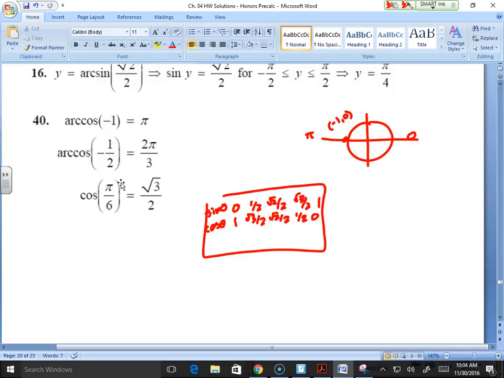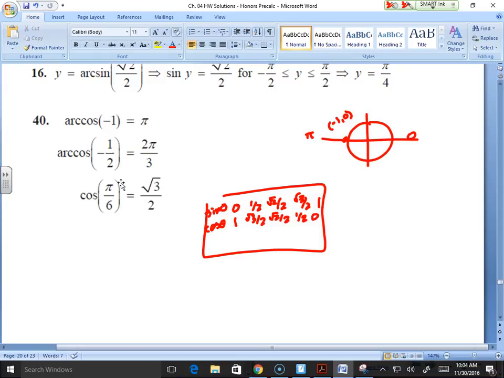Everywhere else is going to be a little bit less or a little bit more negative, or it's going to be a positive 1 or positive root 3 over 2 or root 2 over 2 or 1/2. Only here is it -1. And remember, cosine is allowed to go in between 0 and pi. So we're not looking down here, but the only location for cosine to be -1 is at pi.